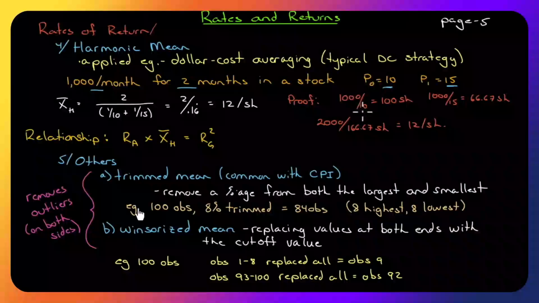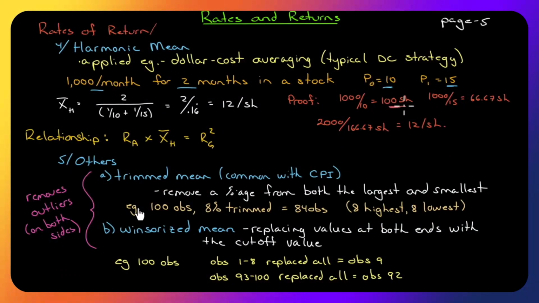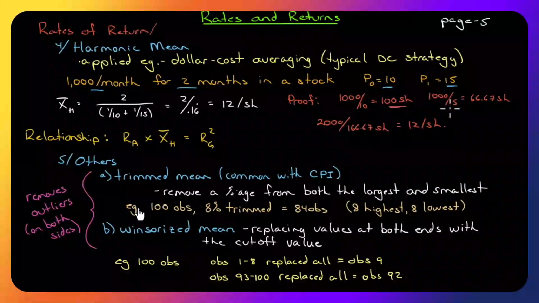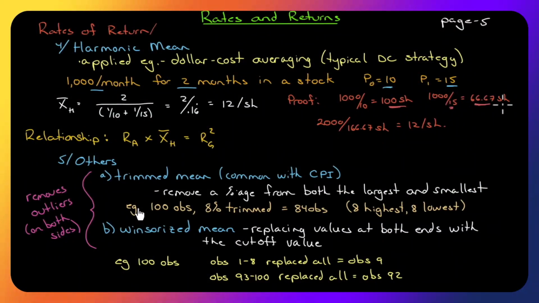You spent $1,000 at $10 a share. The first month you bought 100 shares. The next month you paid $15 a share. You bought 66.67, and we will go with the assumption that you can buy partial shares because some brokers do now allow you to buy partial shares. So you spent $2,000 on 166.67 shares. Your average cost is $12 a share, not $12.50. Interesting, right? Let's use the harmonic mean for this.